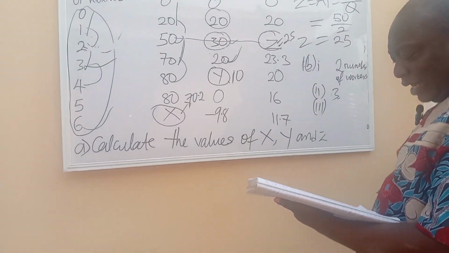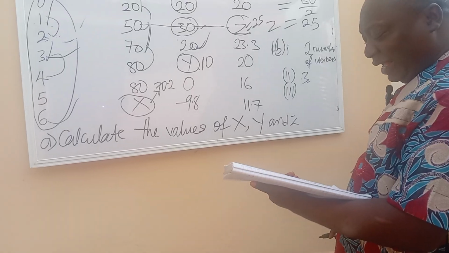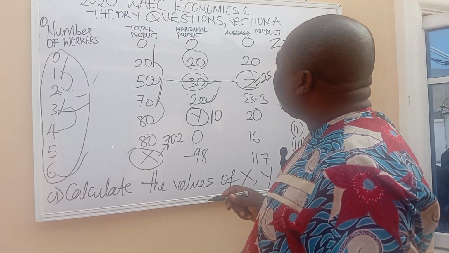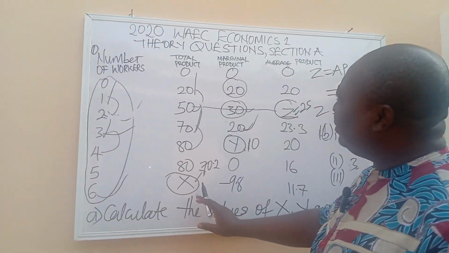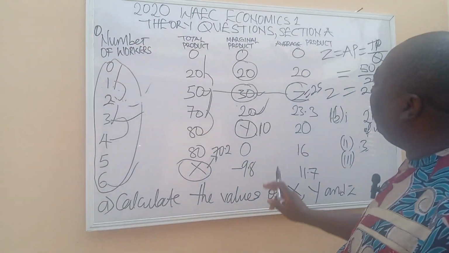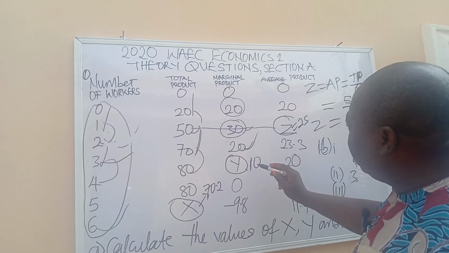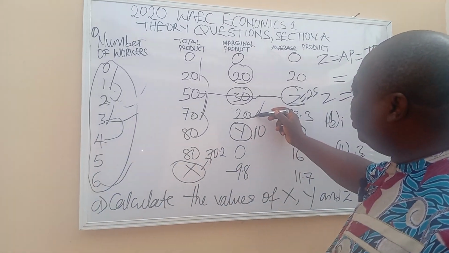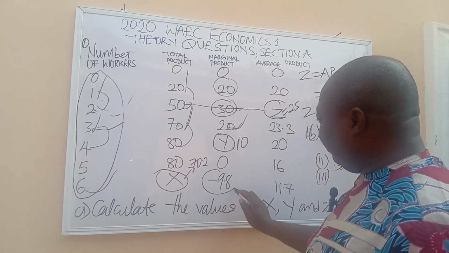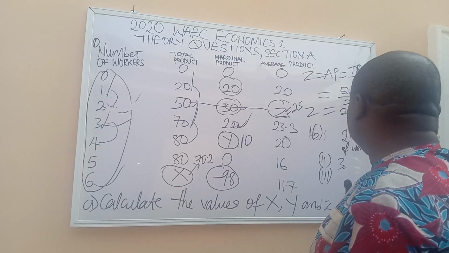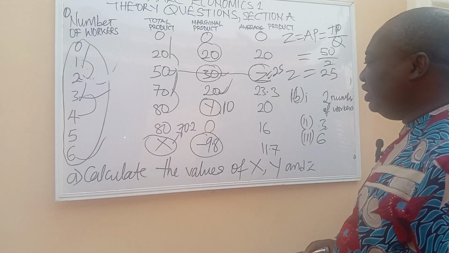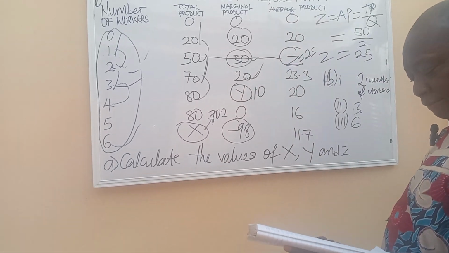1B3 says, at what level of employment of labor does the firm experience negative returns? Negative returns. Okay, going by this, returns is even better to use this, but we can still use this. But let's look at this now. Negative returns, from here it reduced to 10. This is not negative. Then it reduced to 0. So this is negative. That is 6. When the number of workers is 6. That is the answer. Do you understand?